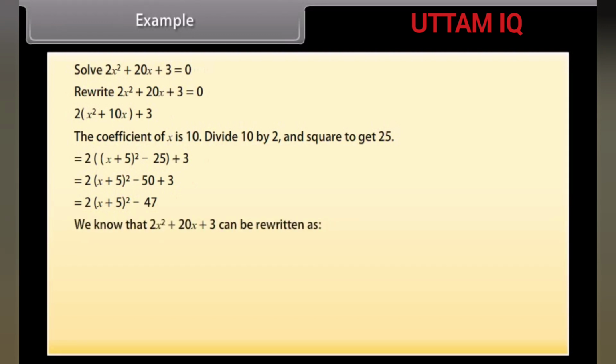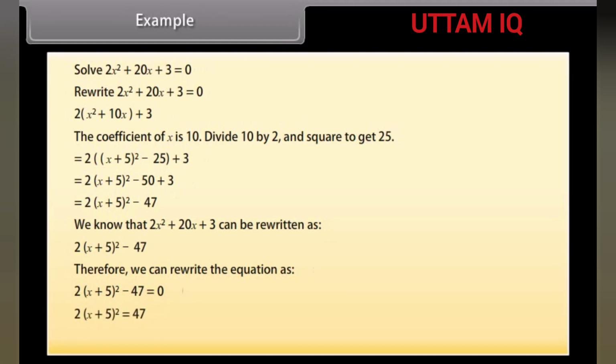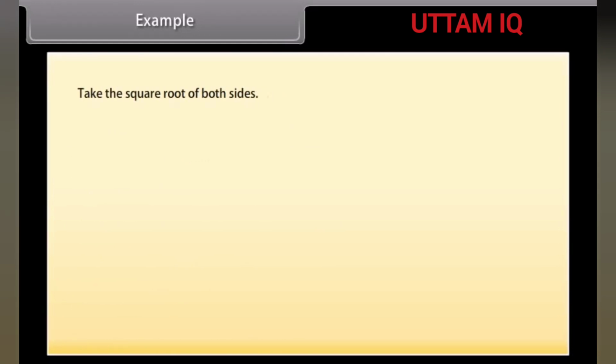We know that 2x² + 20x + 3 can be written as 2(x + 5)² − 47. Therefore, we can rewrite the equation as 2(x + 5)² − 47 = 0. So 2(x + 5)² = 47. Now dividing both sides by 2, we get (x + 5)² = 23.5. Take the square root of both sides. x + 5 = √23.5 or x + 5 = −√23.5.